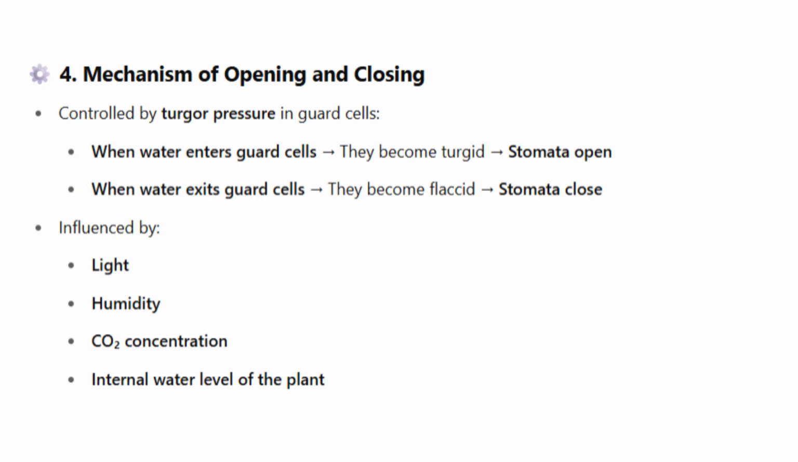4. Mechanism of opening and closing. Controlled by turgor pressure in guard cells. When water enters guard cells, they become turgid and the stomata open. When water exits guard cells, they become flaccid and the stomata close. Influenced by light, humidity, CO2 concentration, and the internal water level of the plant.